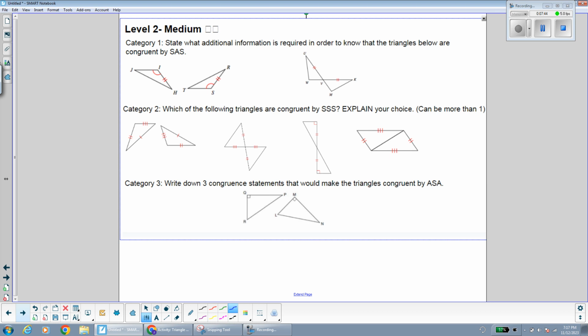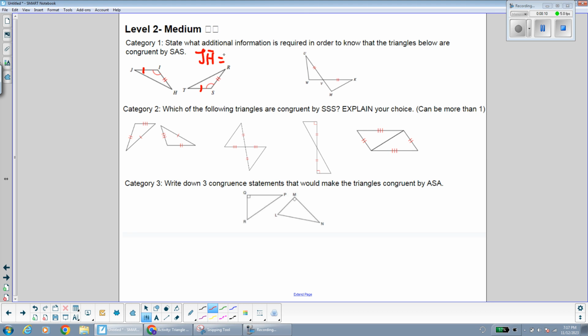Okay, for this first one, we're going to say what else is needed to know the triangles are congruent by SAS. In this first example, we have a side and an angle. In order to be SAS, the side would have to come directly after the angle, because the angle needs to be directly in between the two sides. Side, angle, side, side, angle, side. So the information that was missing here to make side, angle, side, oops, I wrote it incorrectly, is JI congruent to TS.